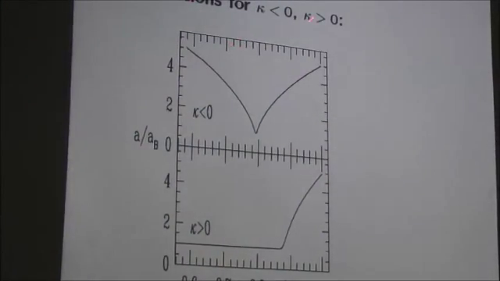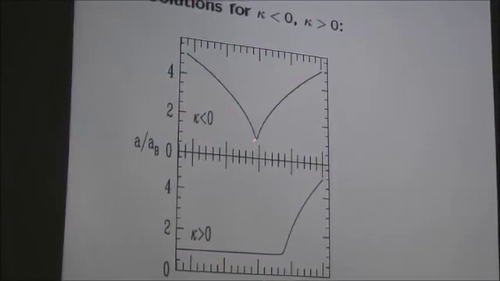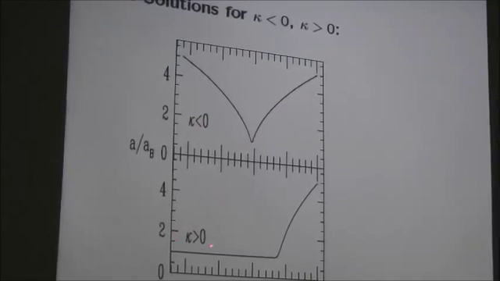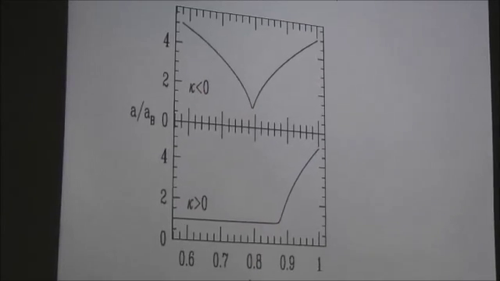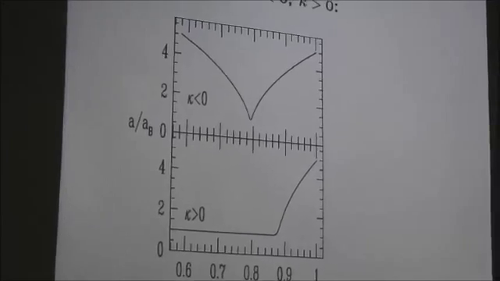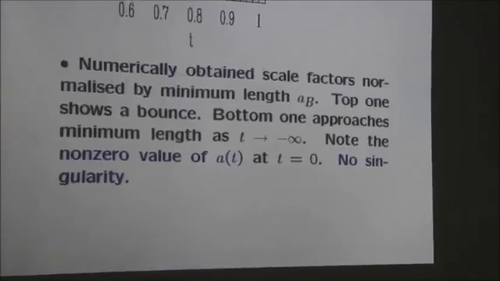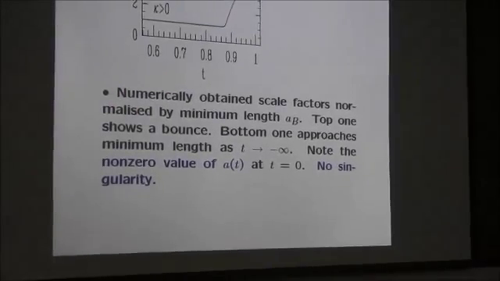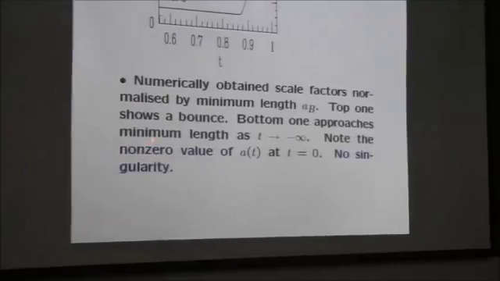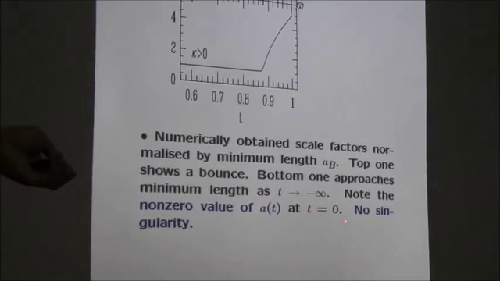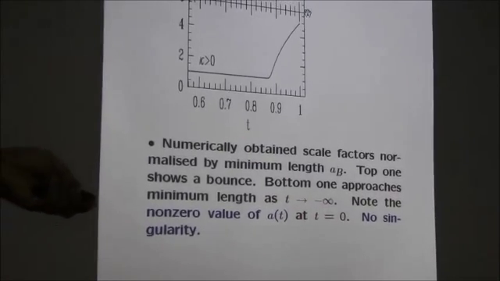What are the solutions? These are the solutions for kappa less than 0 and kappa greater than 0. This is one solution for kappa less than 0, this is the solution for kappa greater than 0. They are numerically obtained, but they have a minimum length, that's the crucial point. The top one shows a bounce over here, the bottom one approaches the minimum length at t going to minus infinity. So just remind me, what is the kappa?